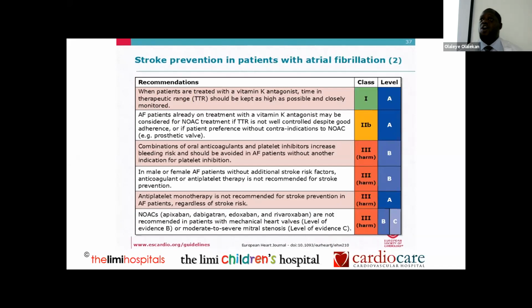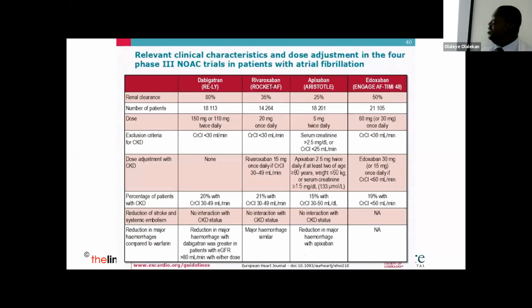Don't combine oral anticoagulants and antiplatelets under the guise of trying to prevent stroke, except if there are clear indications for it. We'll mention it shortly. Then, if there is no risk factor, the score is 0, you don't need to give anticoagulants or antiplatelets. Then, like I said, the use of antiplatelet monotherapy is no longer recommended, and don't give NOACs in patients with valvular atrial fibrillation. So this is just showing studies on the NOACs.